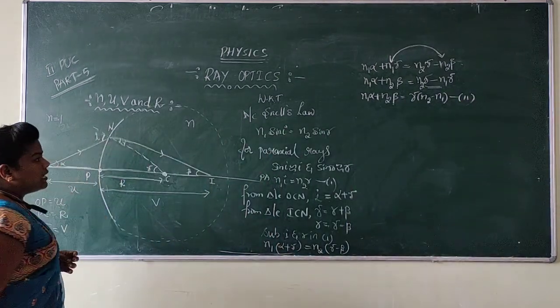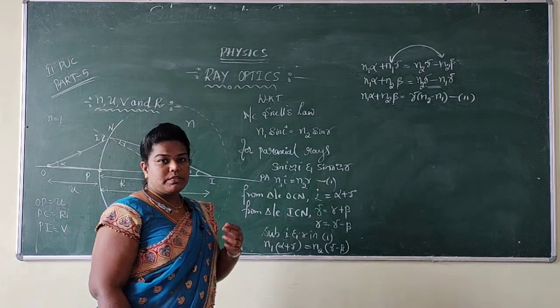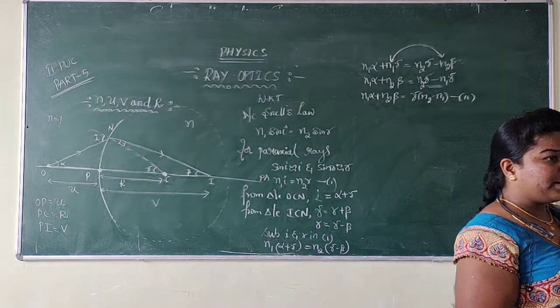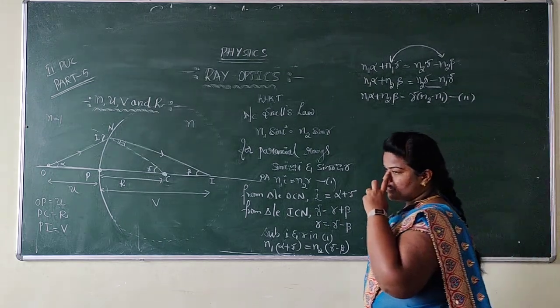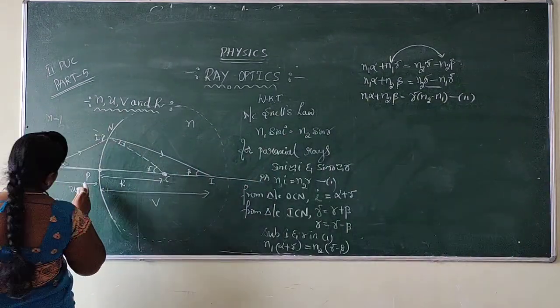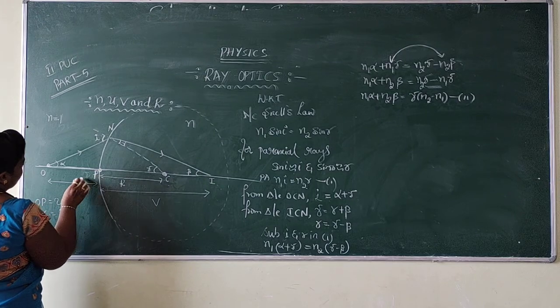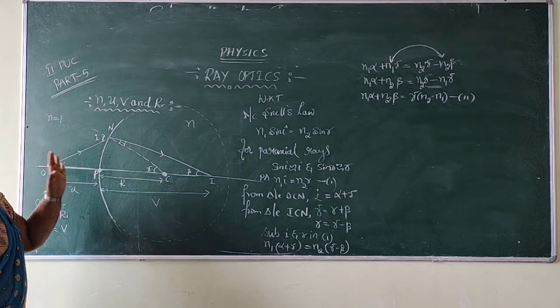Dear students, now in equation 2, we don't know the value of alpha, beta, and also gamma. Let us move towards the calculation of alpha, beta and gamma. To calculate them, again I want to move towards the assumption of paraxial rays. For paraxial rays, what happens? N is very close to P. So if N is very close to P, NP becomes a straight line.